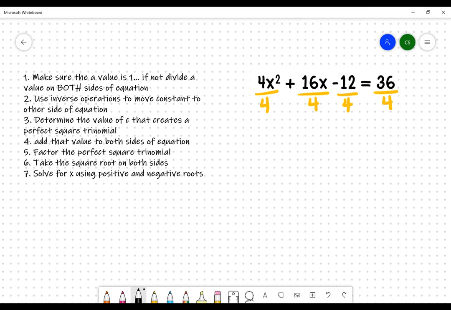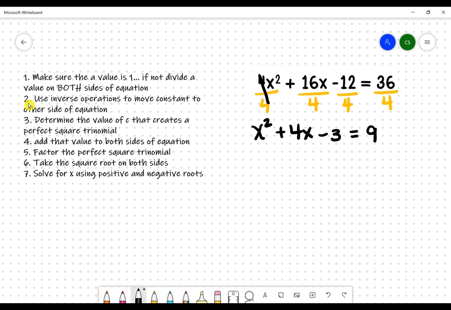Well, this cancels and I'm left with x squared. Now a is 1. 16 divided by 4 is 4. Negative 12 divided by 4 is a negative 3. And 36 divided by 4 is a 9. Now my a value is 1.